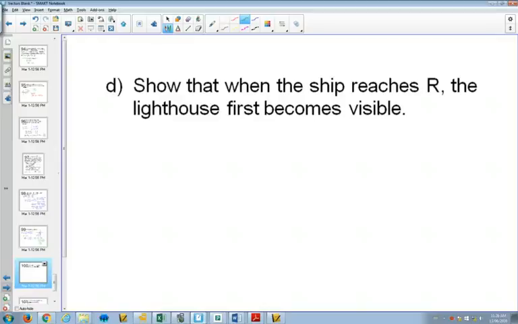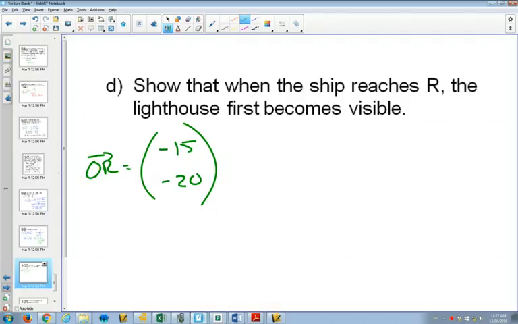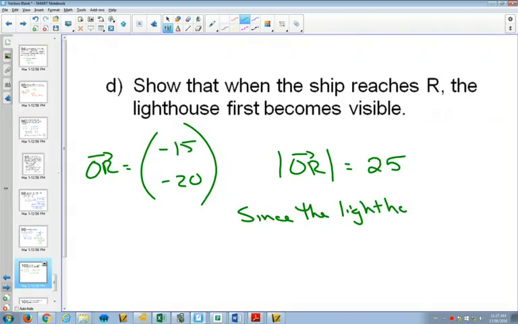Now, when the point reaches R, we want to show that this lighthouse first becomes visible. So we know that our point R was negative 15, negative 20. In fact, that's our position vector. If we figure out the length of OR, since the lighthouse is at the origin, that would tell us exactly how far away from the lighthouse it is. And the length of OR, a squared plus b squared equals c squared, is going to be 25. Since the lighthouse had a radius of 25 kilometers, it would be first visible at that point.